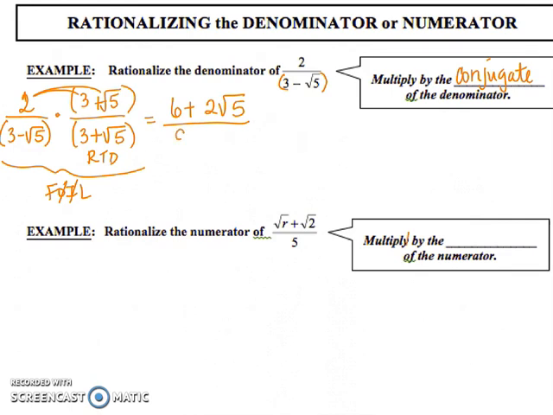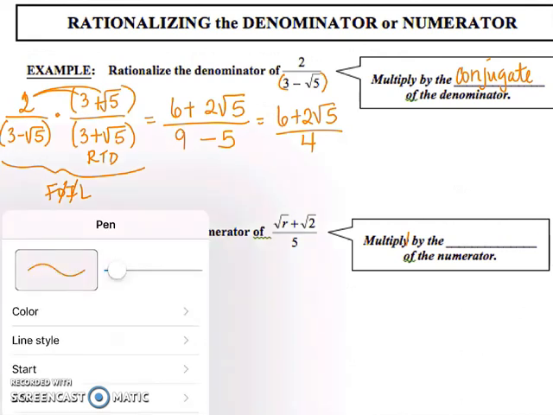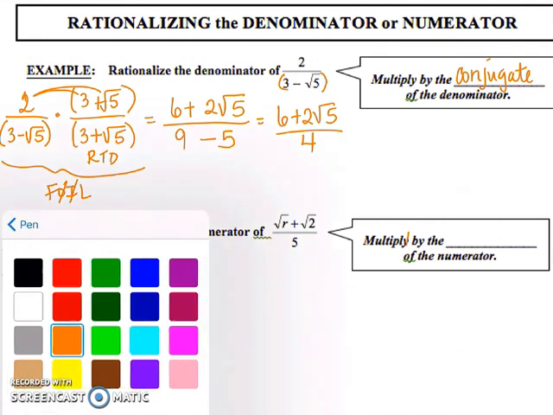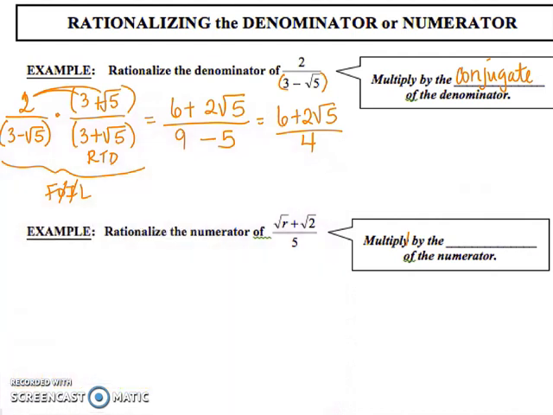3 times 3 is going to give us 9. Negative square root of 5 times positive square root of 5 is going to give us negative 5. So now we can simplify this. We've got 6 plus 2 square roots of 5 over 4. And now we can do a little reducing here because all of our coefficients are even values. So we can do some reducing here with the 6 and the 4 and the 2.